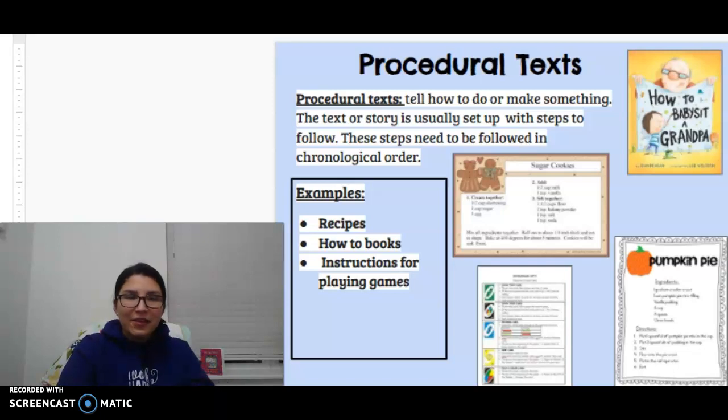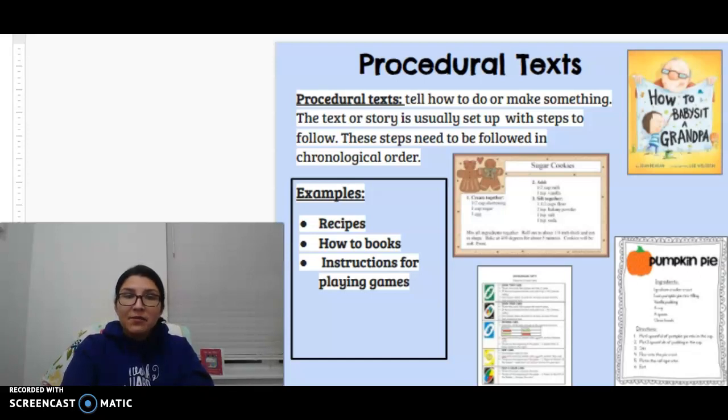Hi there, for this little video we are going to be reviewing procedural text. Now I know we've gone over this a couple of times, so this would be just a quick little review. Procedural text tells how to do or make something. The text or story is usually set up with steps to follow.